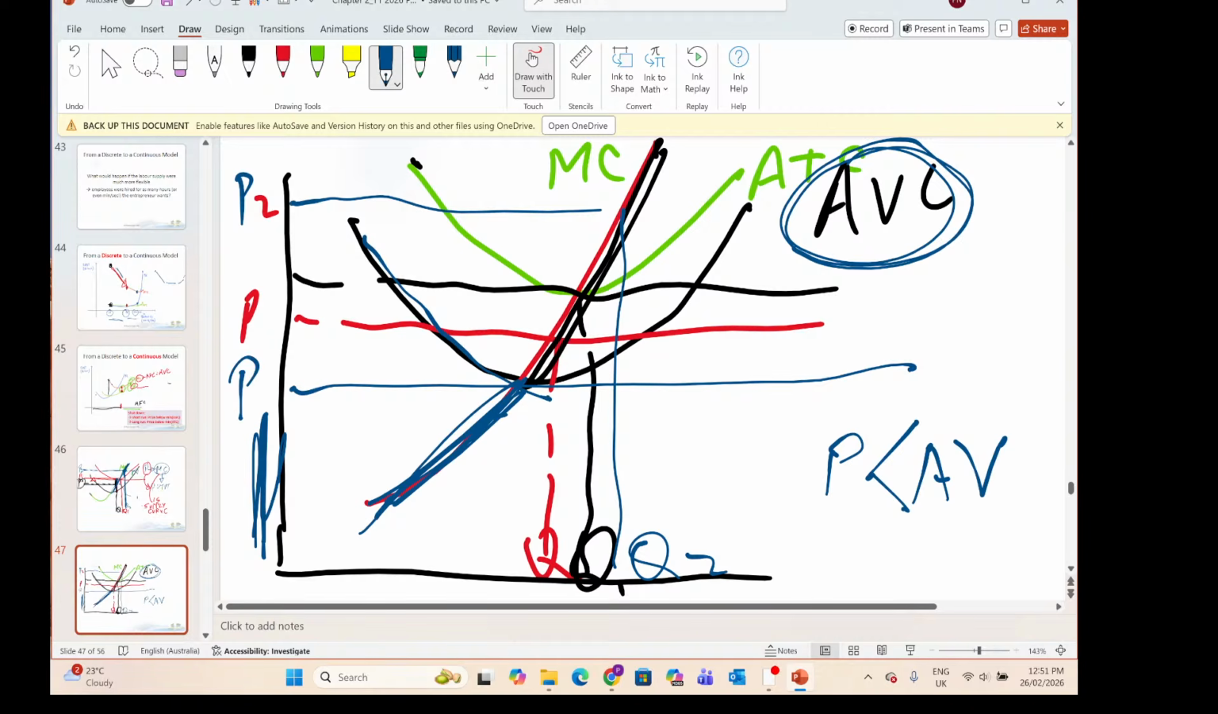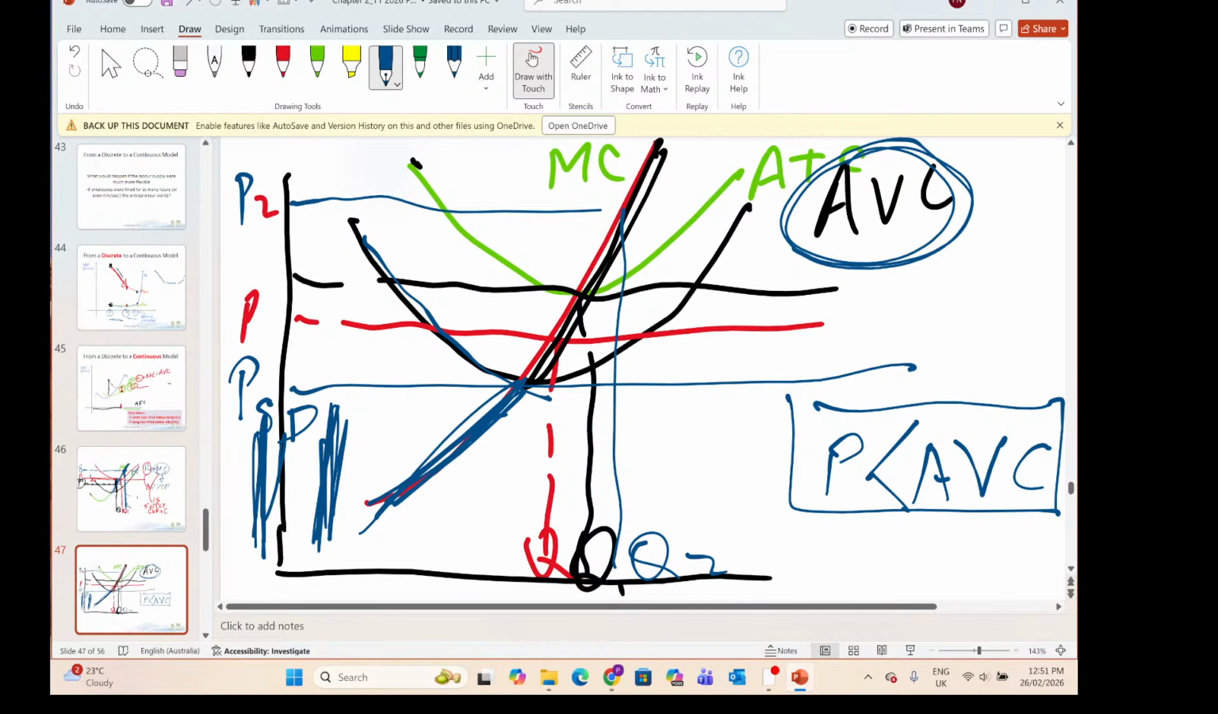This price is a special price because this is the price where we shut down. If any price is in the blue range, we're in a situation where the average cost curve is actually above the price. So under these circumstances, the firm will produce nothing. So actually, I can take that part of the curve out.